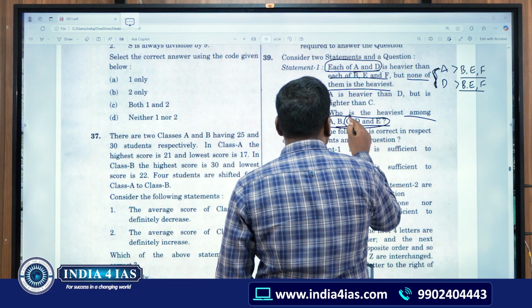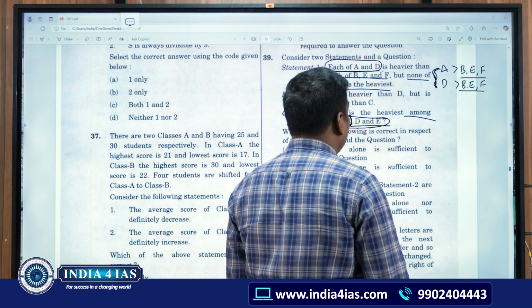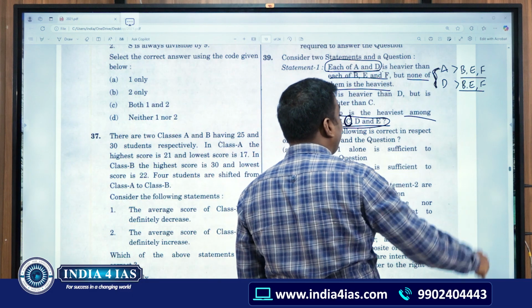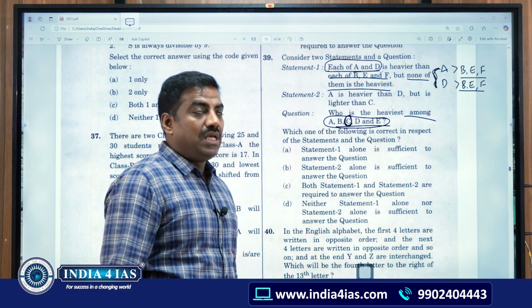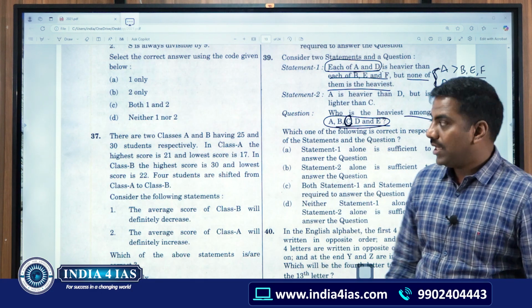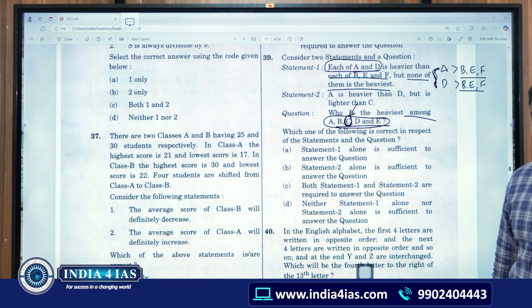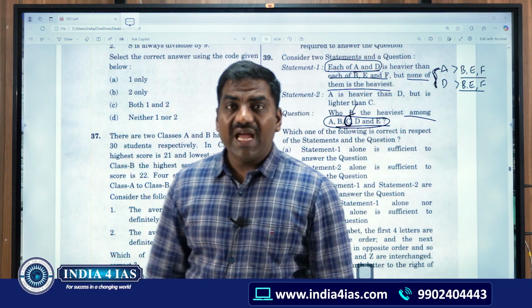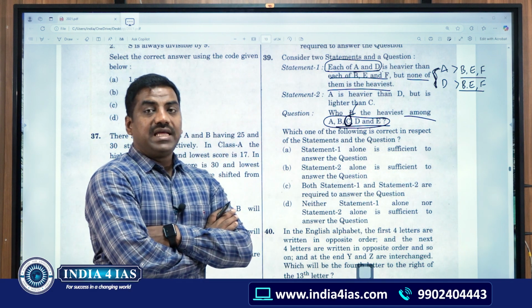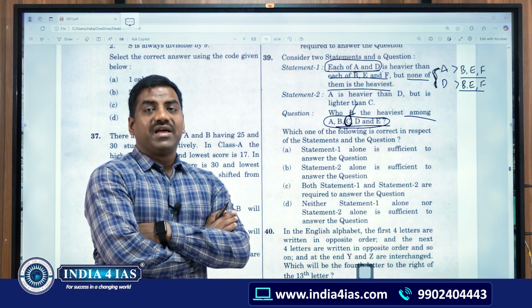We don't know anything about C. And they are telling A and D are not the heaviest. Even B, E, F are not the heaviest. What about C? I don't know. We are talking about A, B, D, E, F. In that, none of them are the heaviest.